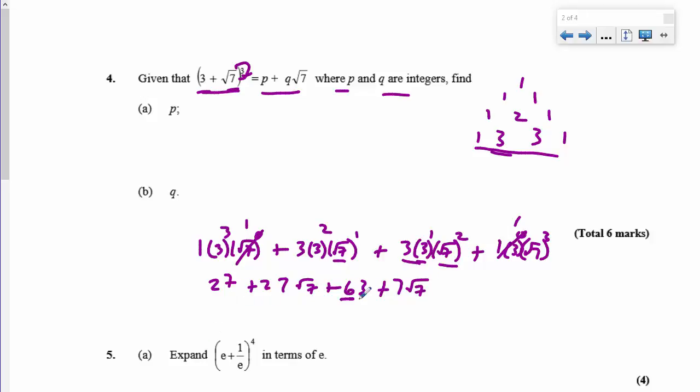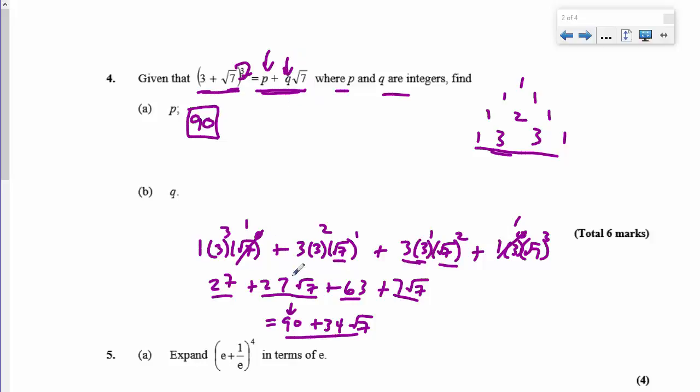So now we're going to add all this. We're going to combine these numbers. We got 63 and 27. If we add those, it gives me 90. We got 27 root 7s, and we're going to add 7 more. So that's going to give me 34 root 7. If you notice, this answer right here looks a lot like this. And this right here, 90, is the same thing as my value for p. So this answer is 90. This q right here is the coefficient, the number in front of root 7, and in this case it's 34. So this answer right here is 34. That's all you really had to do for that one.